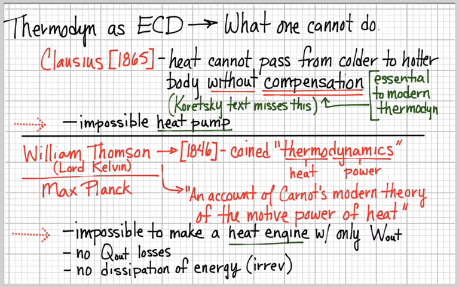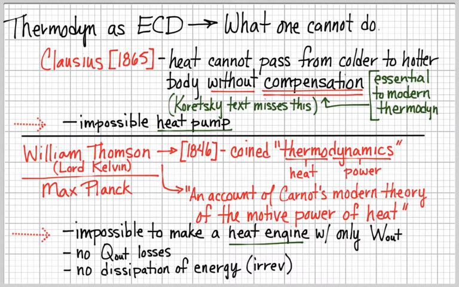and that's why you're hearing it here in your lecture notes. Now next, we said, hey, Lord Kelvin and Max Planck both worked on ideas of heat engines, ideal, best case heat engines. And they both found that it's totally impossible to make an engine that only produces work out. No matter what, you're going to have Q losses. It's impossible to make a heat engine with Q equal to 0, no dissipation of energy.